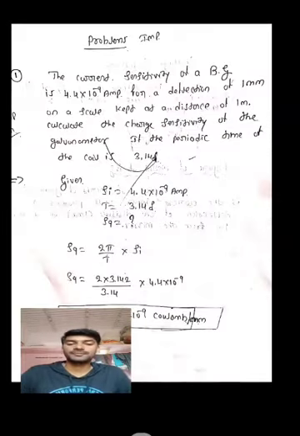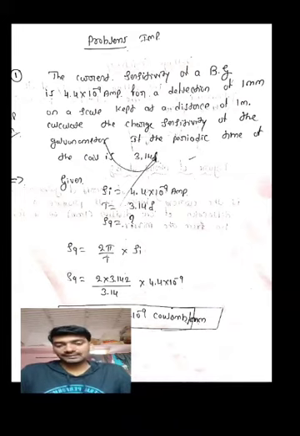The next one, problems. The first problem is: the current sensitivity of the ballistic galvanometer is 4.4 into 10 raised to minus 9 ampere for a deflection of 1 mm on a scale kept at a distance of 1 meter. Calculate the charge sensitivity of the galvanometer if the periodic time of the coil is 3.14 second.